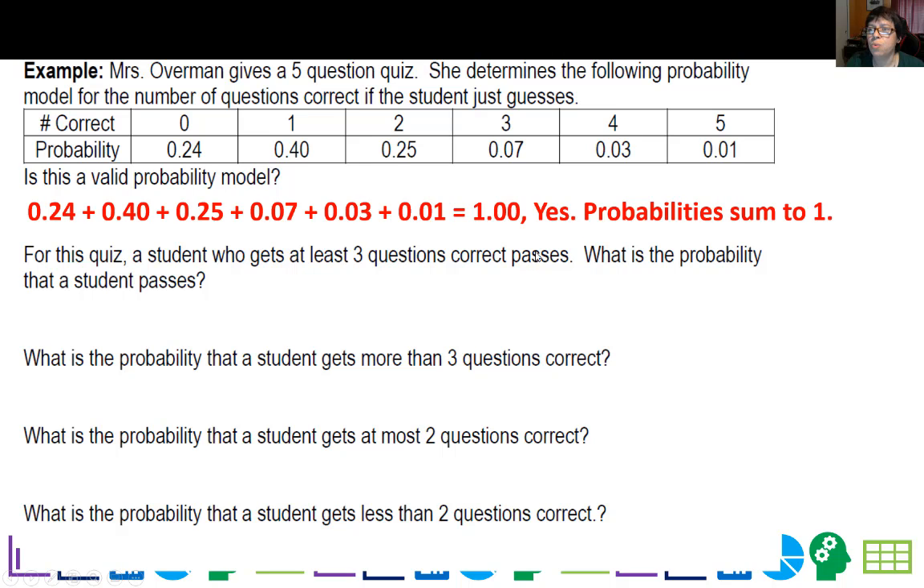So let's check the other part. Do these all add up to 1? Well, we add the 0.24, 0.40, 0.25, 0.07, 0.03, and 0.01. Yes, they do add up to 1.